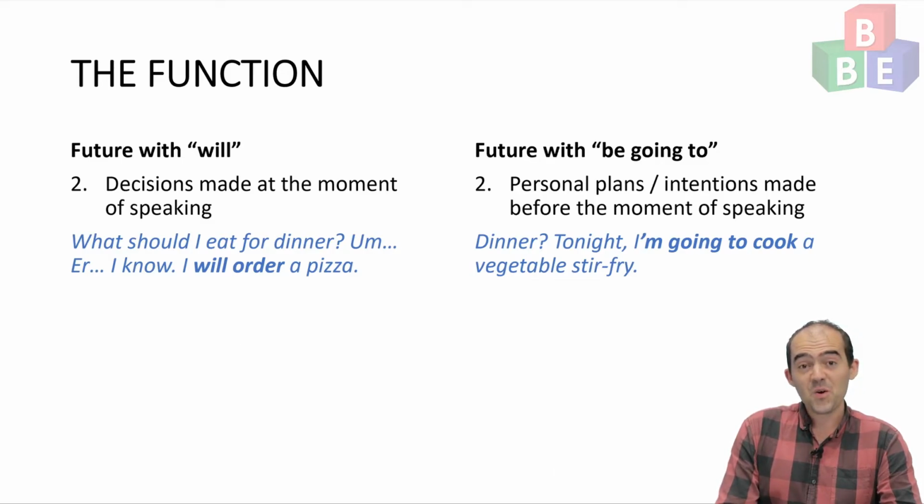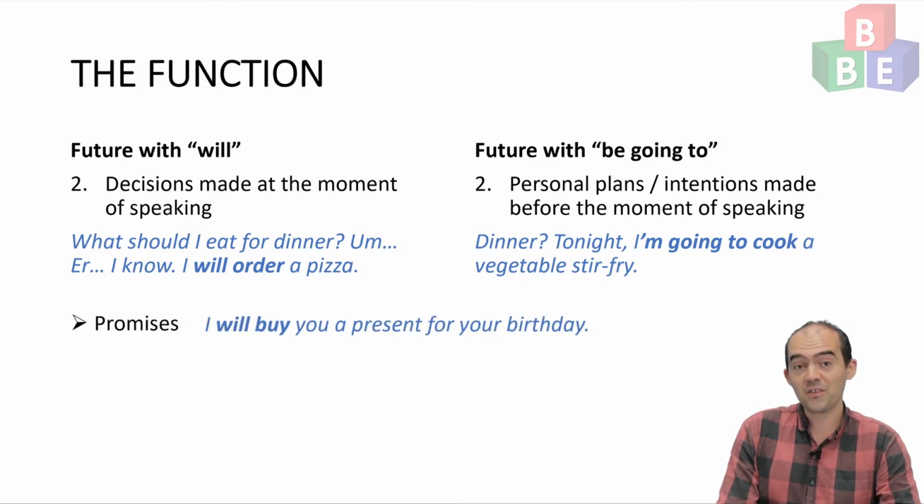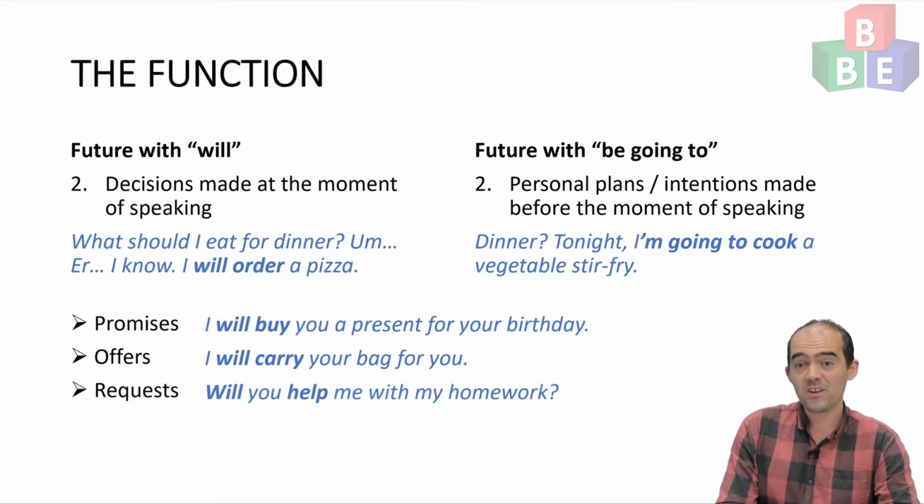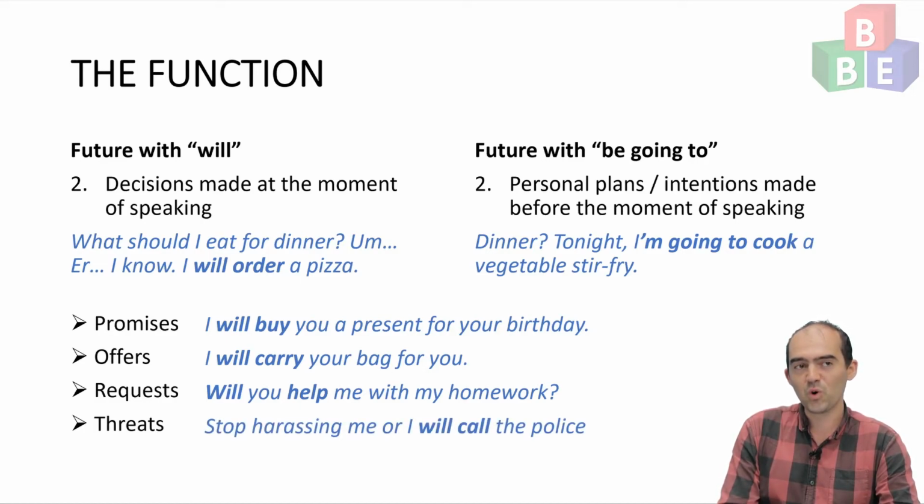With future with will, we can also make decisions in the moment that are promises. I will buy you a present for your birthday. That's a promise. Or offers. I will carry your bag for you. I see you need help, and I offer to help you. Requests. Will you help me with my homework? Threats. Stop harassing me, or I will call the police. All of these are other ways in which we can use the future with will.